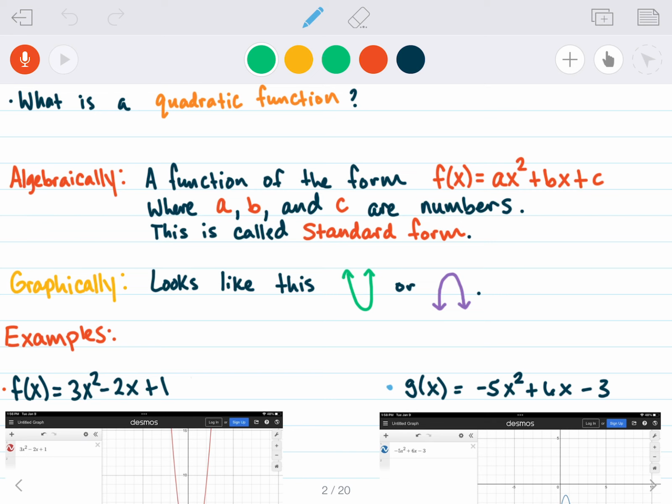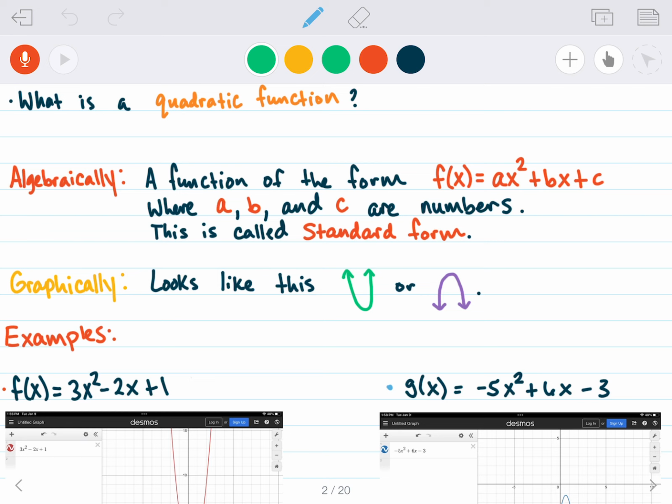Okay, so what is a quadratic function? Well, a quadratic function, first and foremost, is a function. It has inputs. The x variable typically is used as our input variable, and we can get an output. So just like linear functions, a quadratic function is in fact a function.